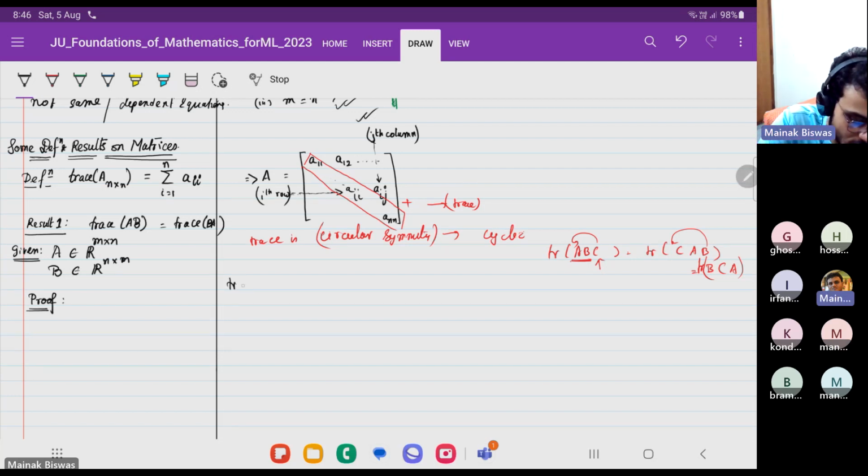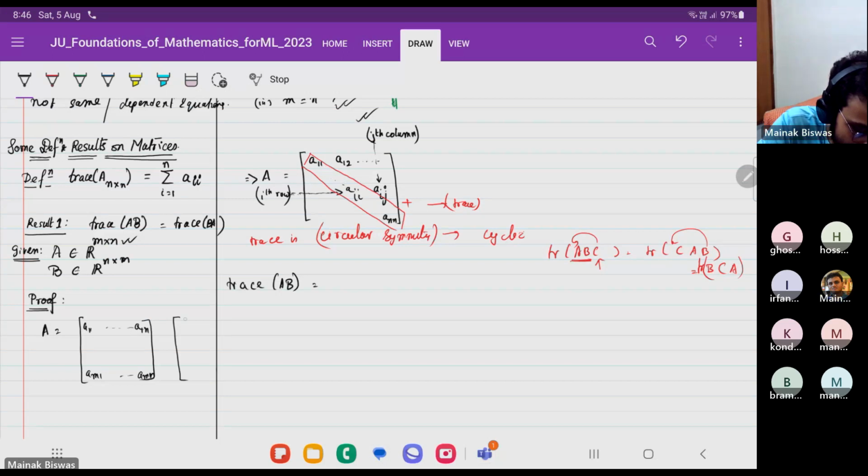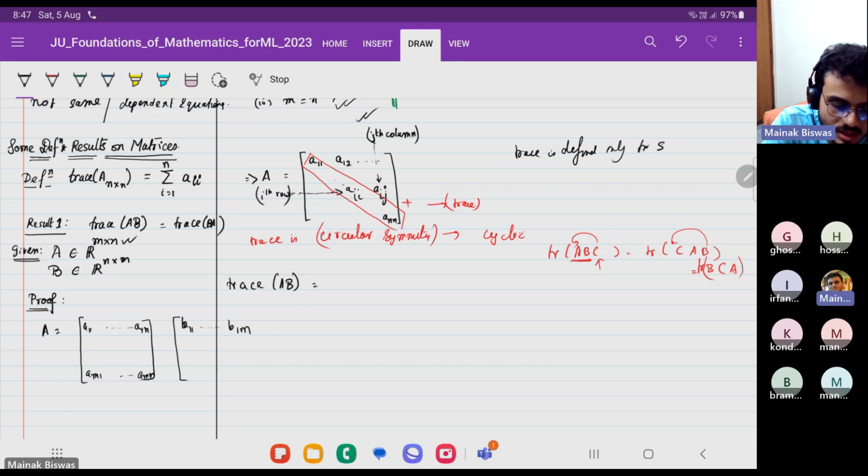Good. So can you tell me what will be the trace of AB? How will I write it? A is an M cross N matrix, so let me visualize this. Something like this, with entries A1N, AM1, AMN, into a B matrix, that is B11, B1N or M. Trace is defined only for a square matrix, do you agree? Because if you have a fat matrix, you will have a diagonal like this, so there is no question of trace. Only if the matrix is M equal to N will you have a trace. That's why I am taking opposite shapes of A and B.